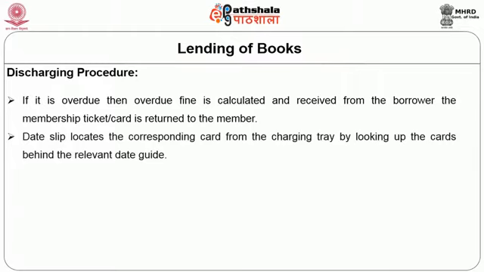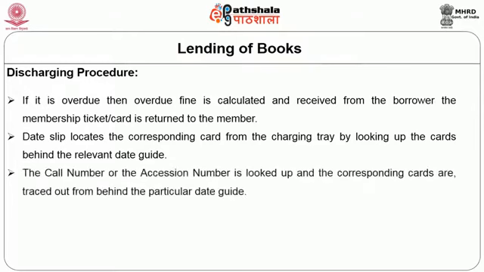The date slip locates the corresponding card from the charging tray by looking up the cards behind the relevant date guide. The call number or accession number is looked up and the corresponding card is traced out from behind the particular date guide.